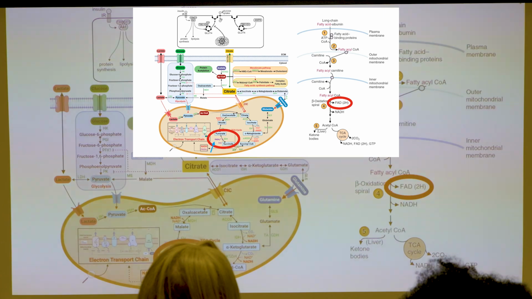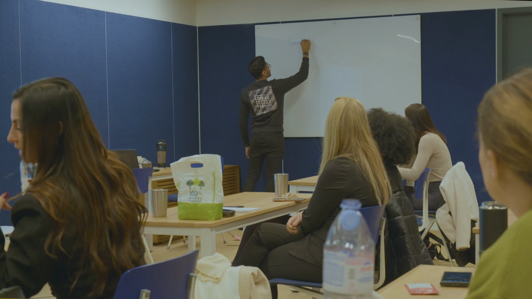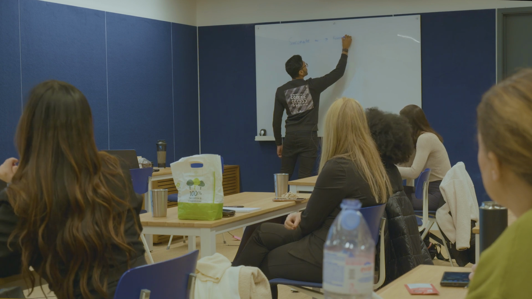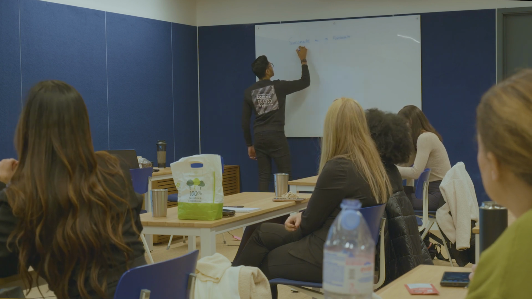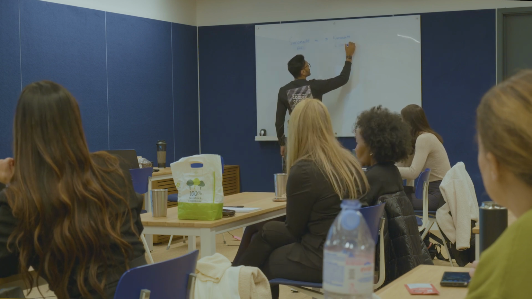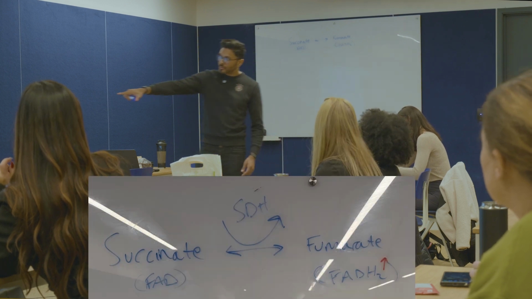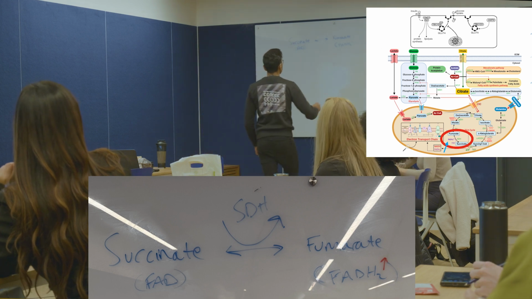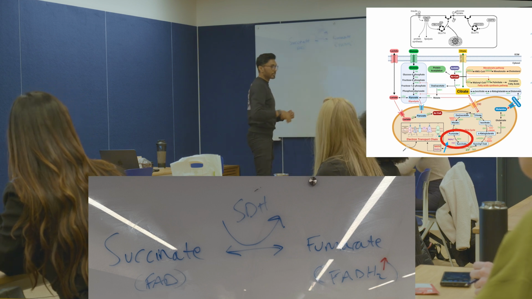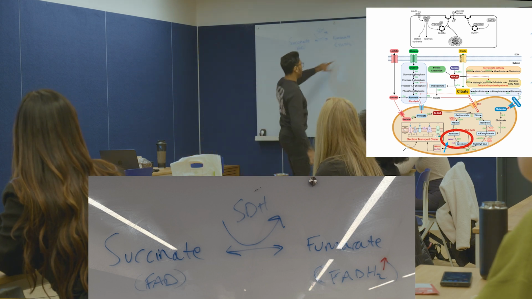So time for the whiteboard. I'm going to write out that equation there. Can everyone see this? Okay. The enzyme in green there, succinate dehydrogenase. Dehydrogenase dehydrogenates, takes the hydrogen off, hence why the FAD is gaining hydrogens.